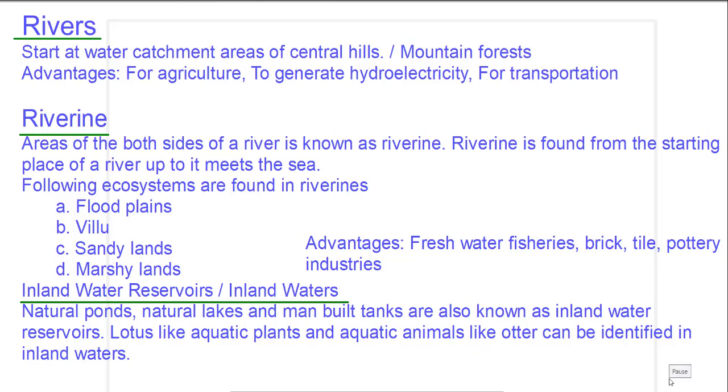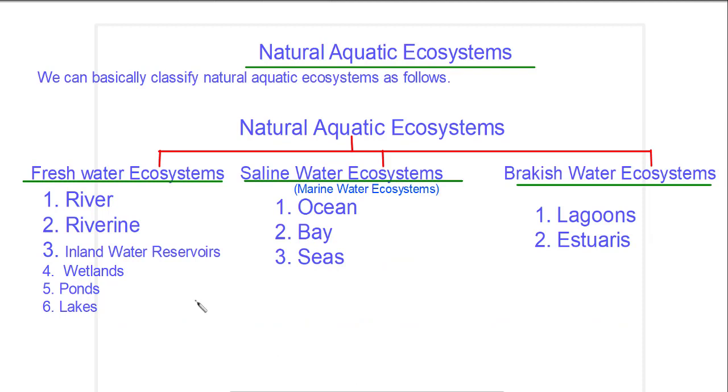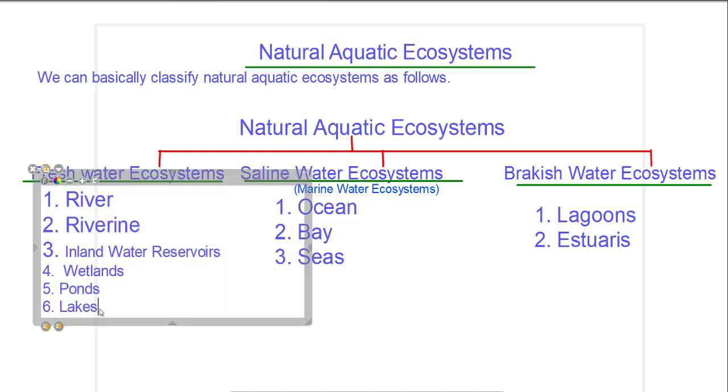We will remove it from the other, right? As ponds and lakes are added here, we can consider them under inland water reservoirs, so we remove it from there. Please remove that.